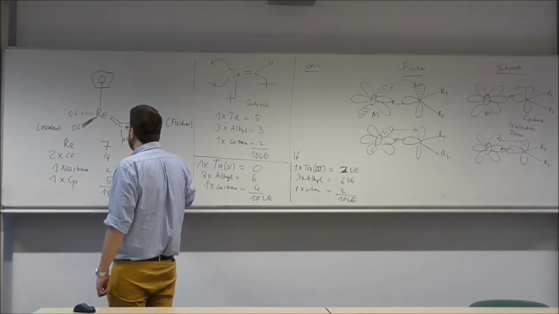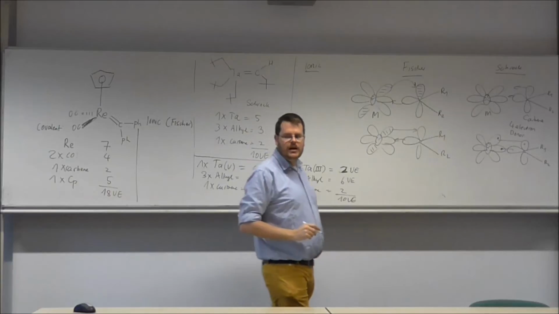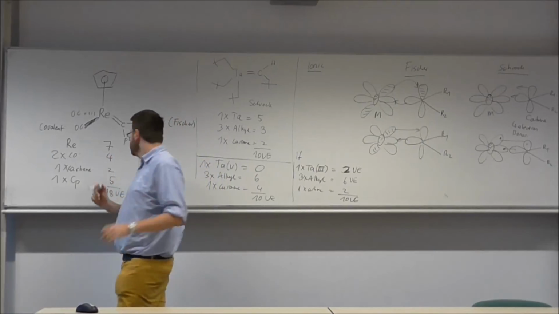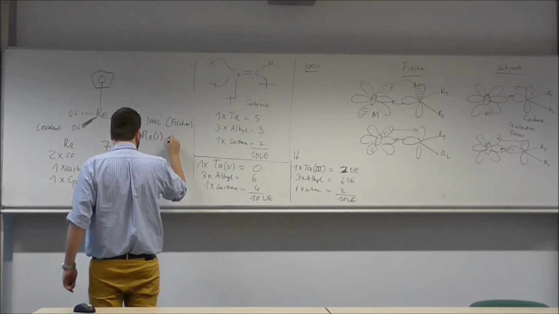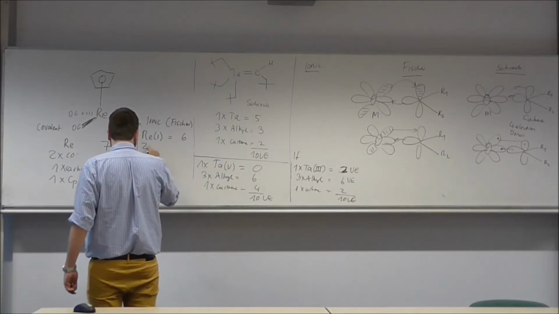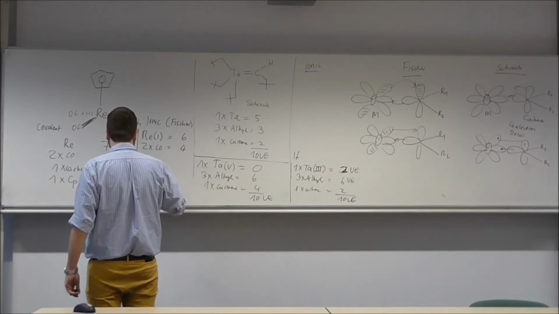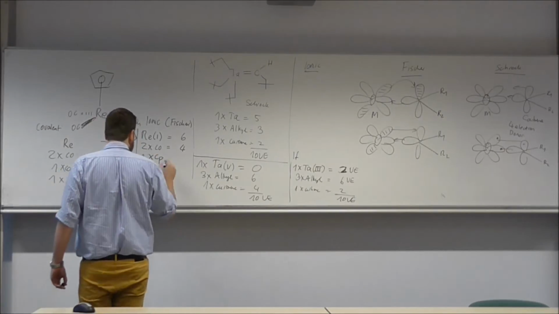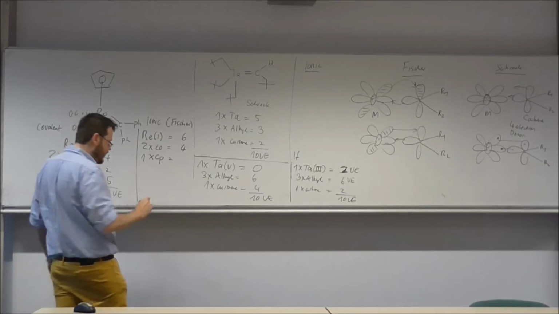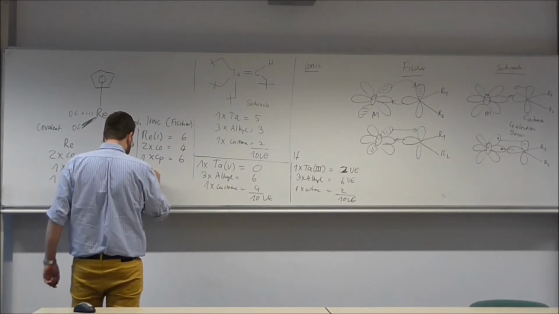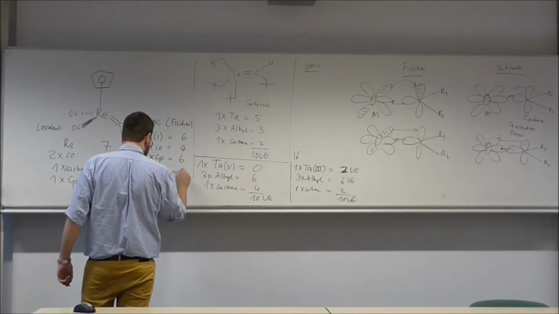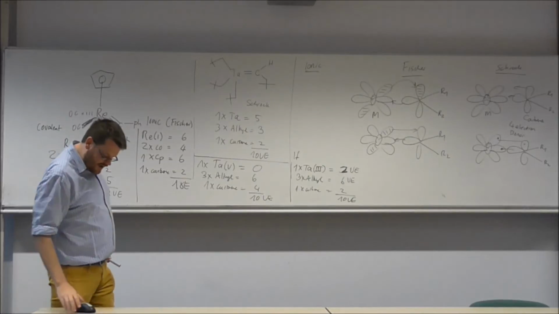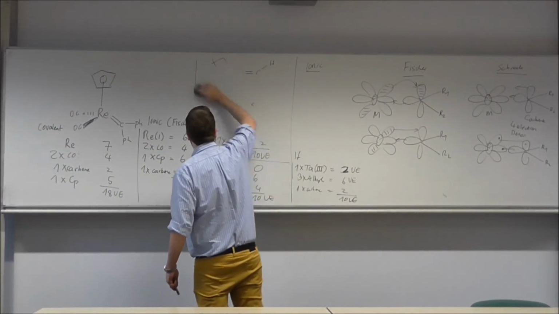So what will the oxidation state of the rhenium be? 1, because the carbene is neutral and carbonyls are neutral, Cp is minus. So that's 6 electrons. 2 carbonyls is 4. 1 Cp, if you count ionically, is how many electrons? 6. And the carbene is how many? 2. We get the same value. You see that?